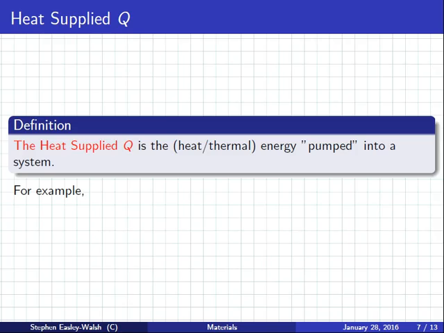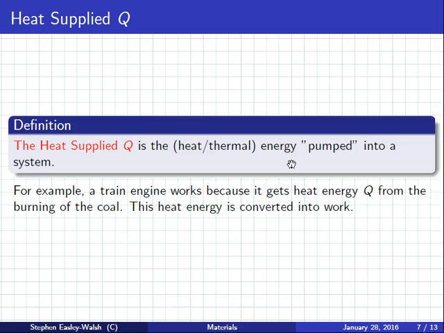So for example, a train engine works because it gets heat energy. Where does the train get the heat energy from? It gets it from the coal or whatever fuel you're using. This heat energy from the coal is converted into work, it makes the train go. Well, you don't have to use the train. You can use the coffee cup. If you put this on a heater, the heat energy Q is what goes into the cup.